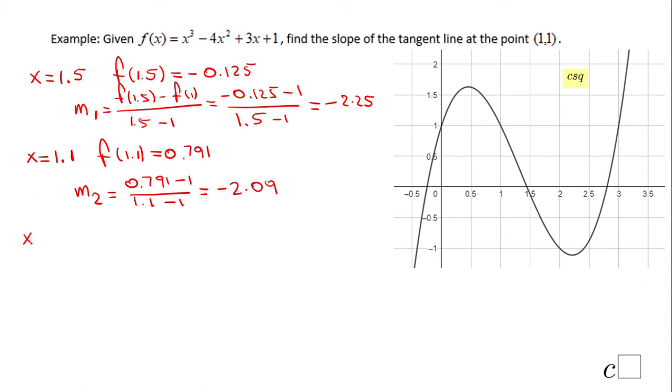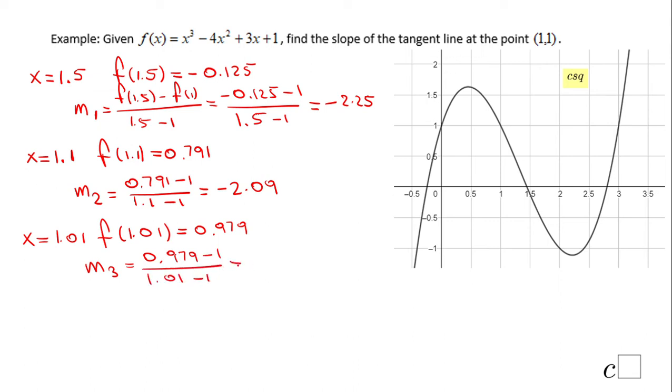Well, now I can go even closer to 1.01. I'm going to evaluate the function at 1.01 and I end up with 0.979, and then I'm going to use again the slope formula and I'm going to get 0.979 minus 1 over 1.01 minus 1. If you evaluate this quotient, you're going to end up with negative 2.009.